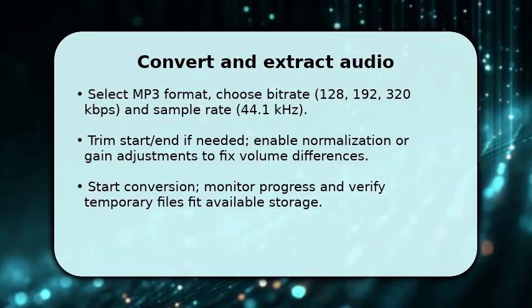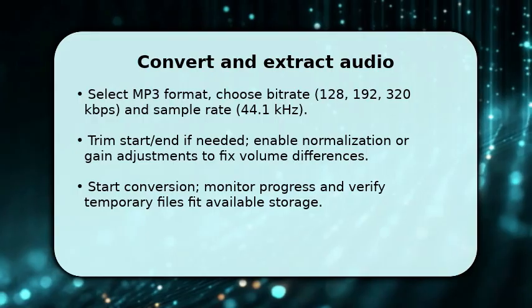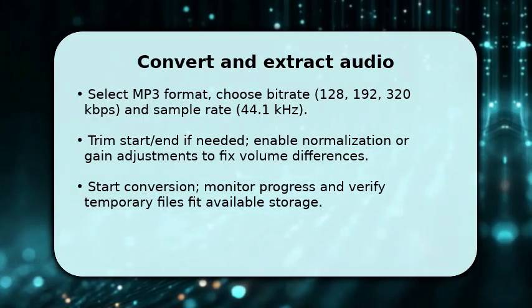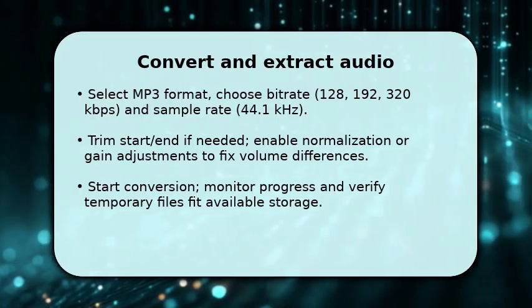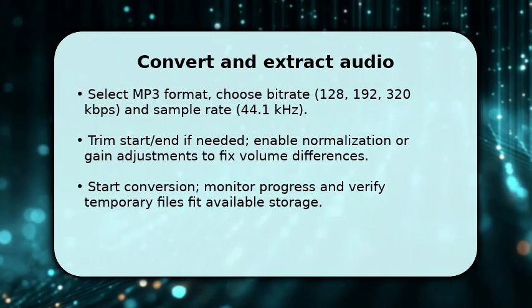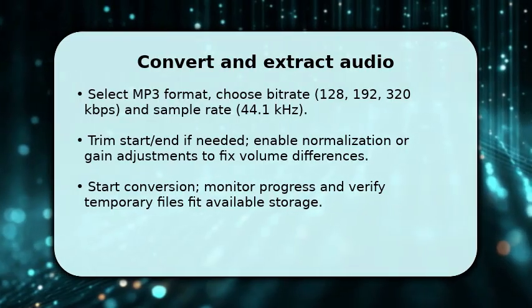You next configure conversion settings. Pick Mp3, set bitrate like 320 kbps for better fidelity, and confirm 44.1 kHz sample rate so playback is standard. If you only need part of the track, trim the start and end now. This saves time and avoids extra editing.